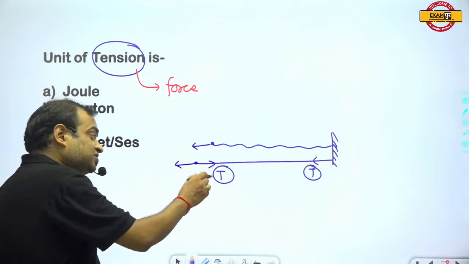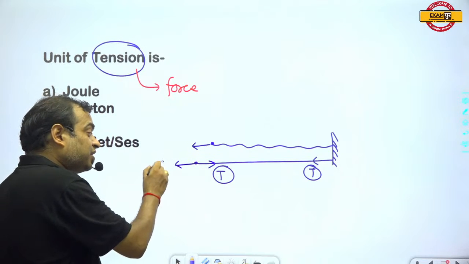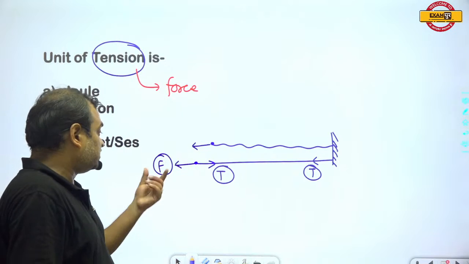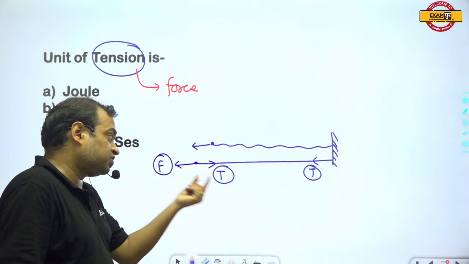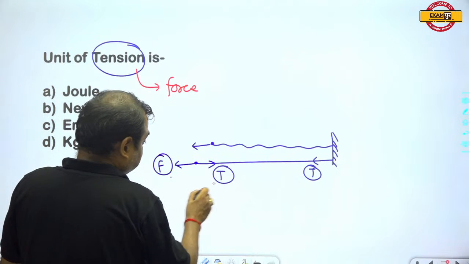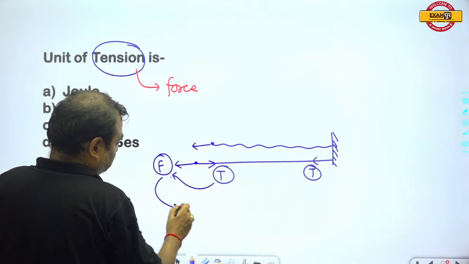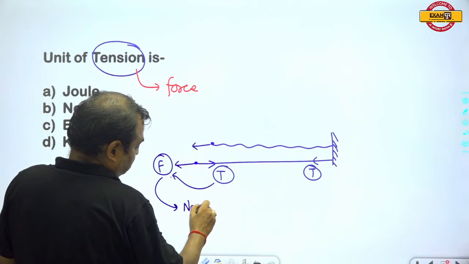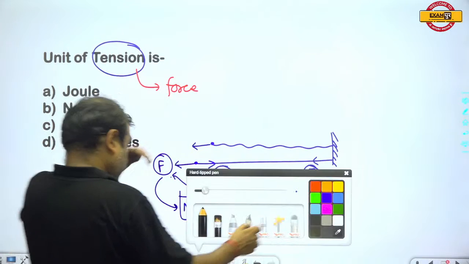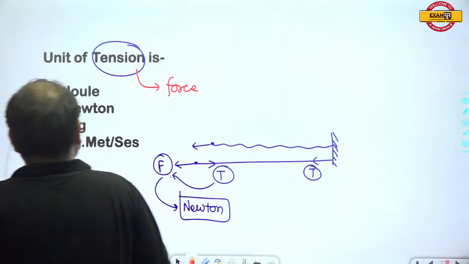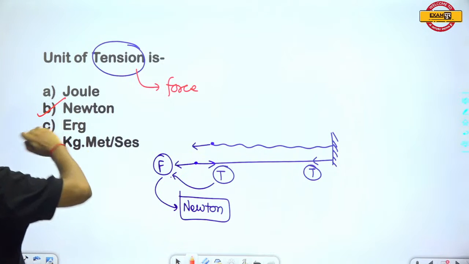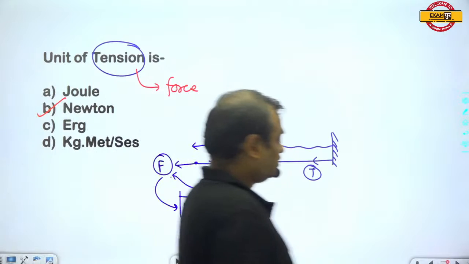Tension is produced by applying some force, just because of the force. That's why the force is responsible for the generation of tension, and so the unit of tension will be the unit of force. This is Newton. So here the unit of tension will be Newton. Okay, clear.